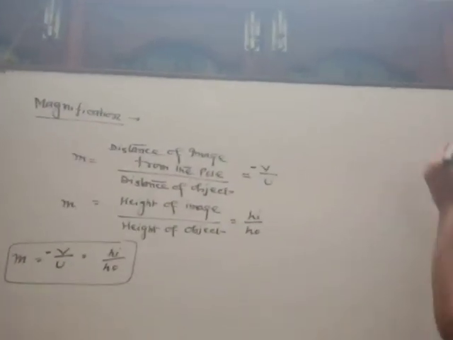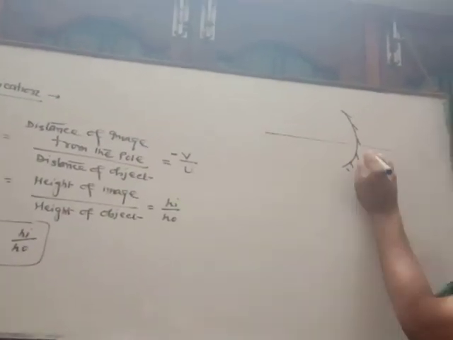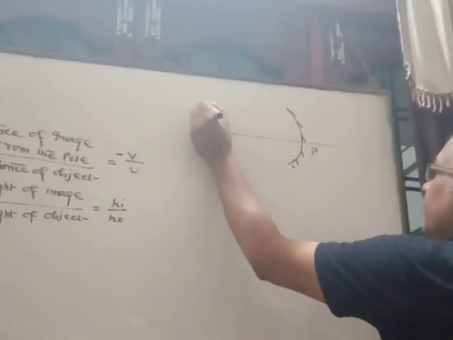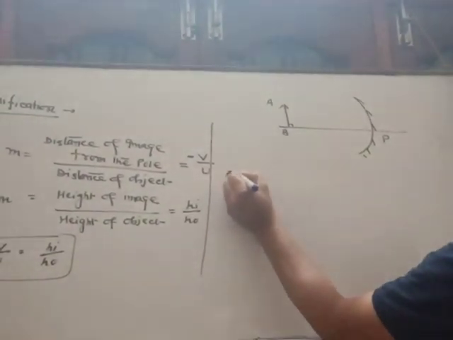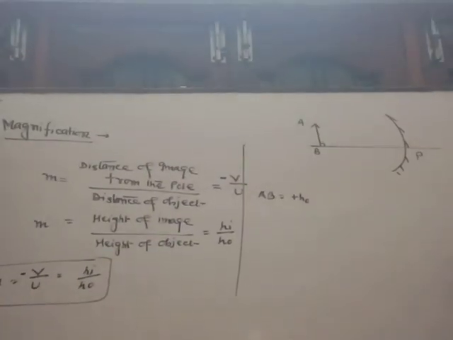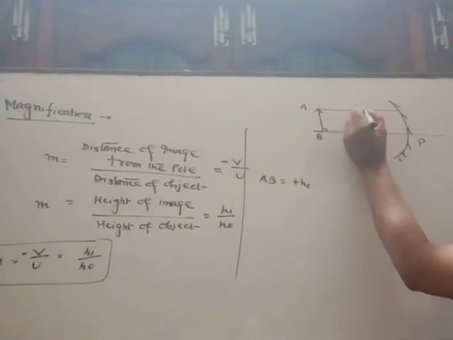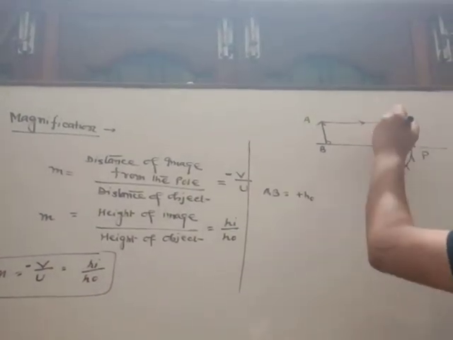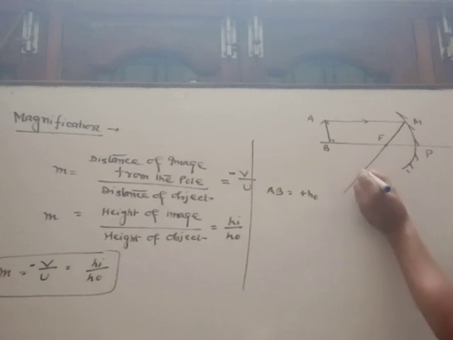Suppose we have a concave mirror. It is the axis. It is the pole. AB is an object, and here AB is the height of object. It is plus HO because height is along the upward direction from the principal axis. It is an incident ray, suppose it is M, and after reflection, as you know, it will pass through the focus, correct?